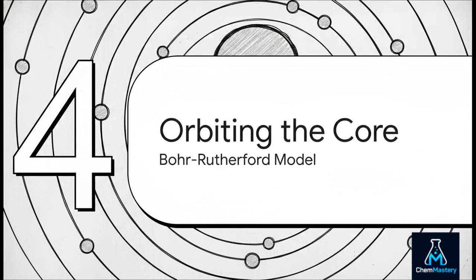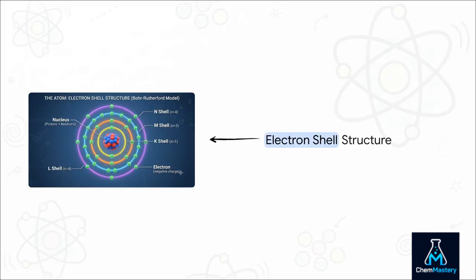Section 4. Orbiting the core. Electron shells, the Bohr-Rutherford model. Now, the classic Bohr-Rutherford model clearly charts out the concentric paths that these electrons take around the core. And what's really important to notice here is how it isn't just a random, chaotic cloud. These paths are structured into very specific, mathematically precise energy layers radiating outward from that nucleus.